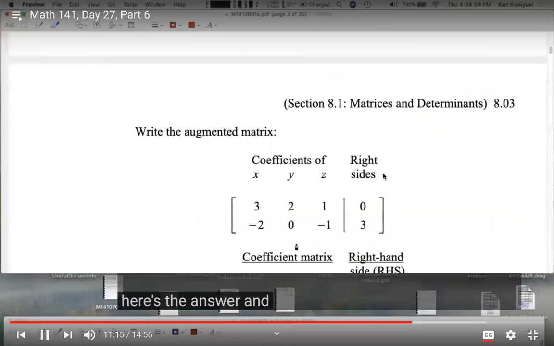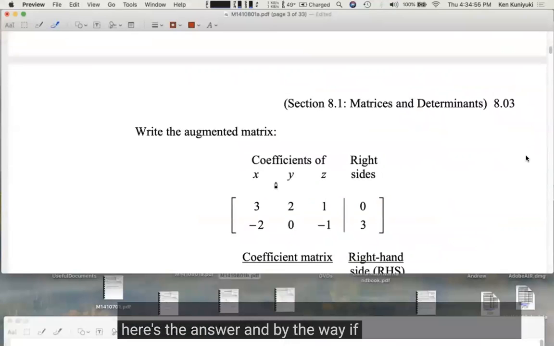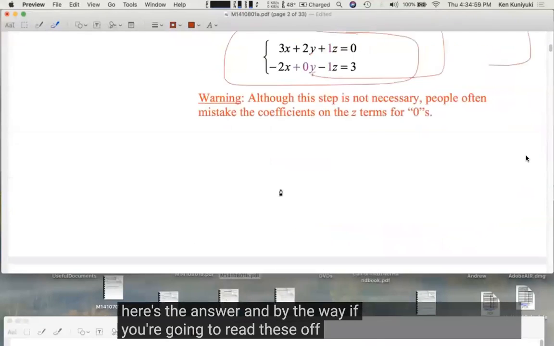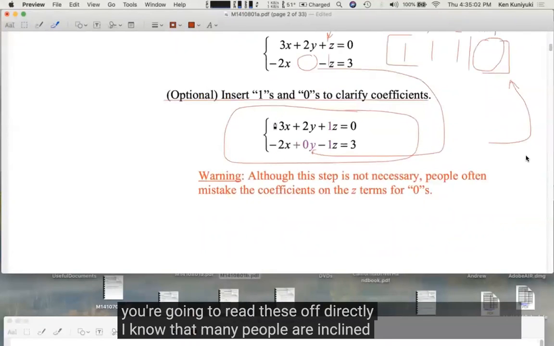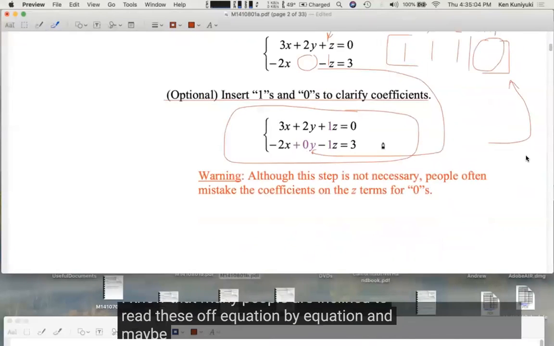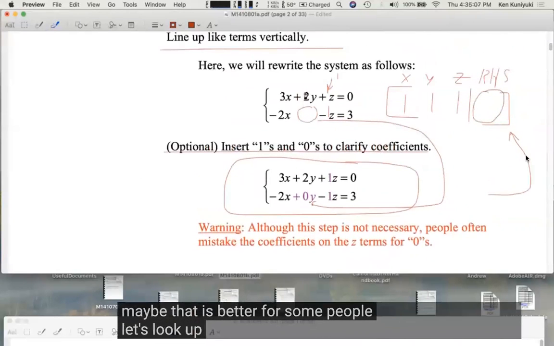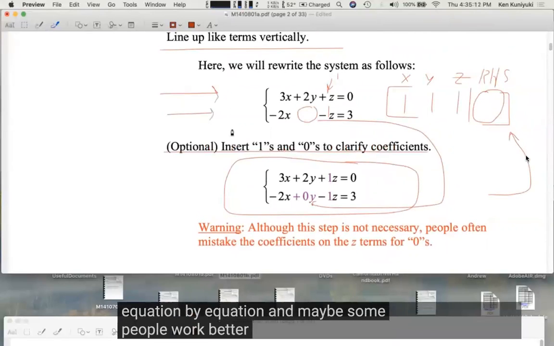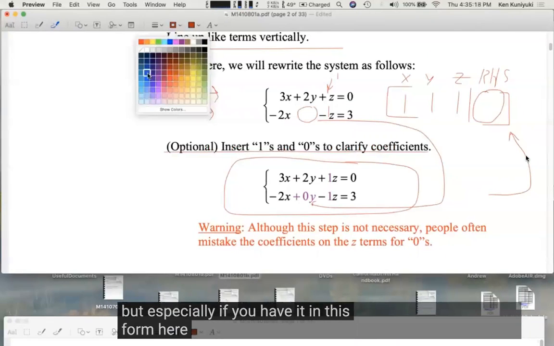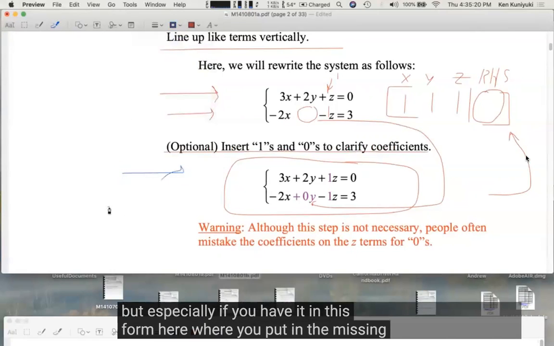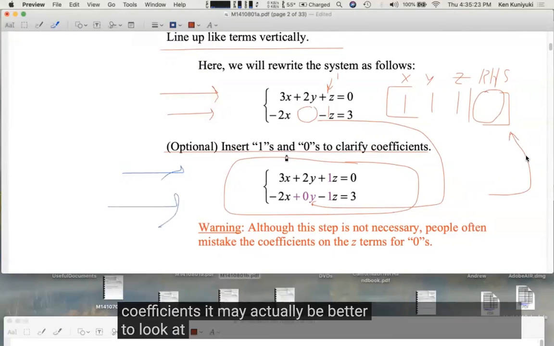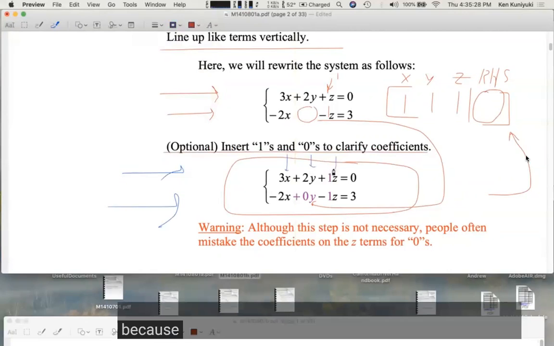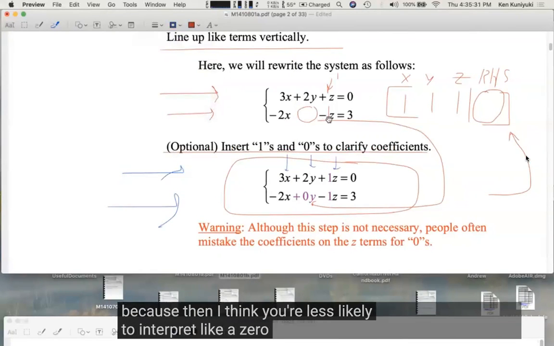Here's the answer. And by the way, if you're going to read these off directly, I know that many people are inclined to read these off equation by equation, and maybe some people work better that way. But especially if you have it in this form here, where you put in the missing coefficients, it may actually be better to look at things column by column. Because then I think you're less likely to interpret a 0 here, for example.